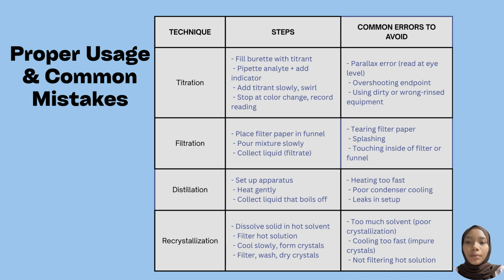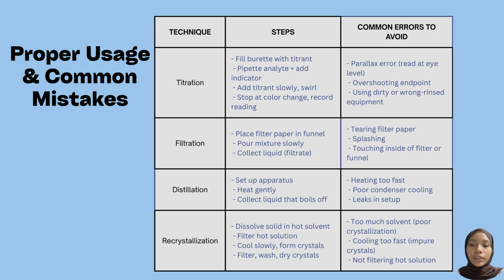For filtration, the steps are: we need to place the filter paper in the funnel and then pour the mixture slowly. And lastly, we need to collect the liquid filtrate. Common errors to avoid in filtration are tearing the filter paper, splashing, and touching the inside of the filter or funnel.